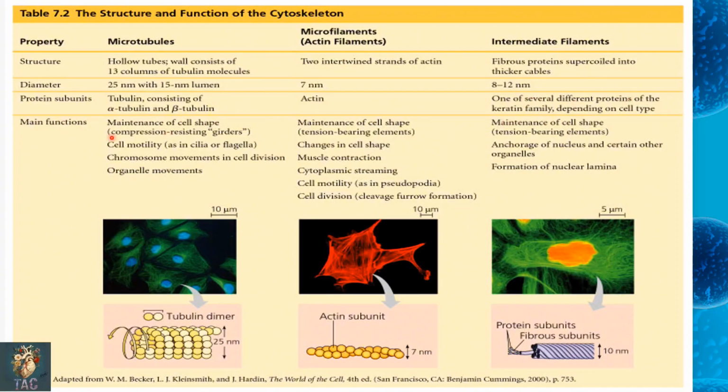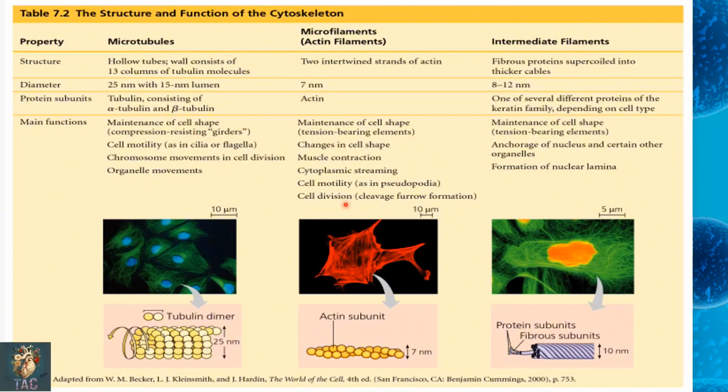So the main functions are maintenance of the cell shape, compression resisting girders, cell motility in the cilia and the flagella, chromosome movements in cell division, and organelle movement. These are the functions of the microtubules.